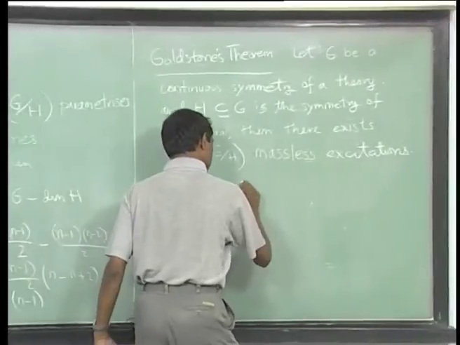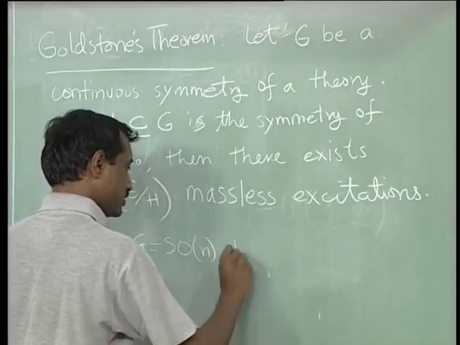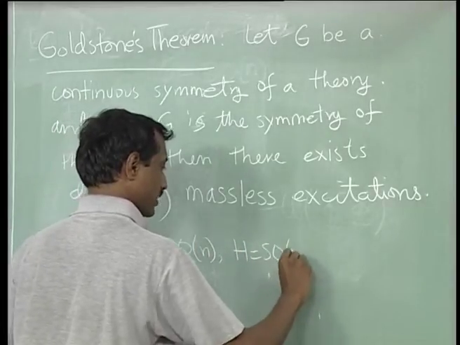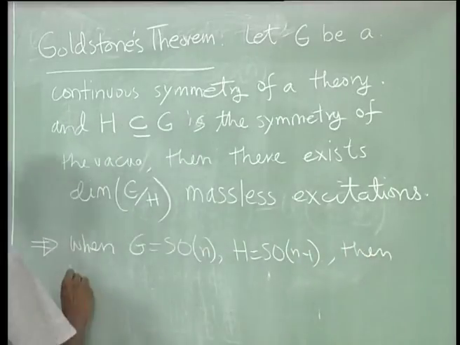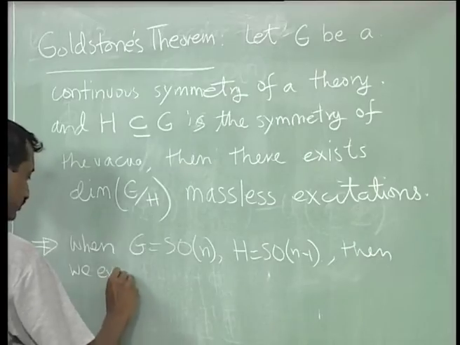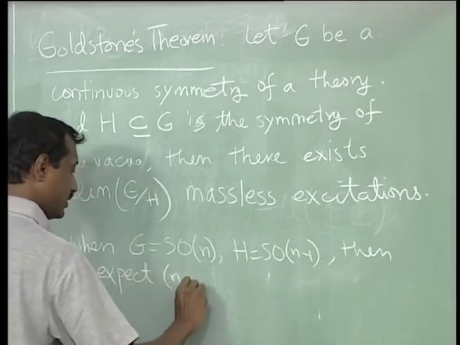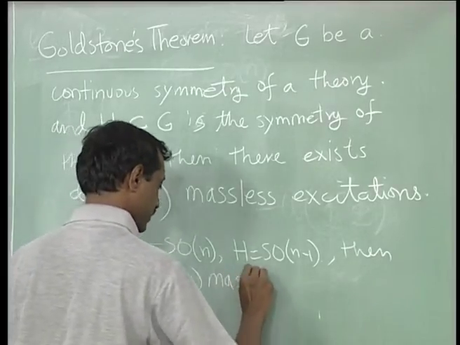So, when G equals SO(n) and H equals SO(n-1), then we expect n-1 massless excitations.